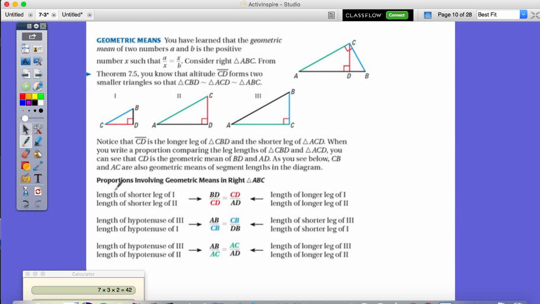You'll notice that when they set this up, they always have the numbers that are the same dimension. So for instance, CD and CD, in the bottom, in the denominator of the first ratio and the numerator of the second. That's because when you get into higher math, and I think I actually touched on this in first period.